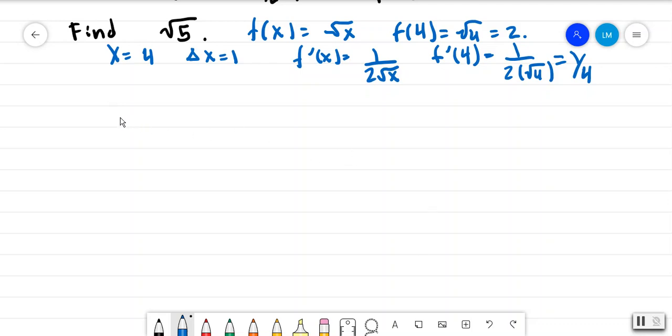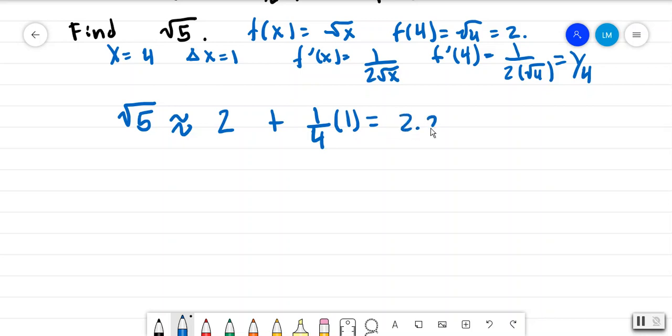So that tells us that the square root of 5 is, well, not equal, it's approximately equal to 2 plus, well, we're going to take 1/4, and we're just going to multiply that times the delta x, which in this case is just 1. So this gives us that the square root of 5 is approximately 2.25.